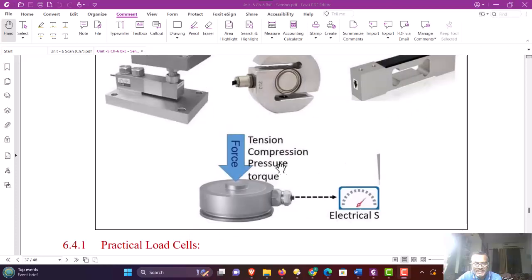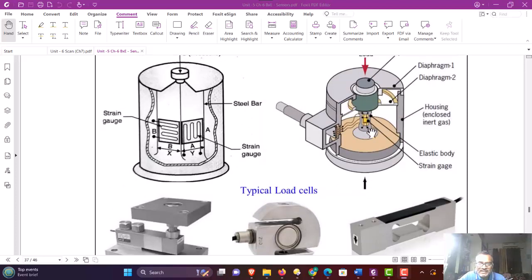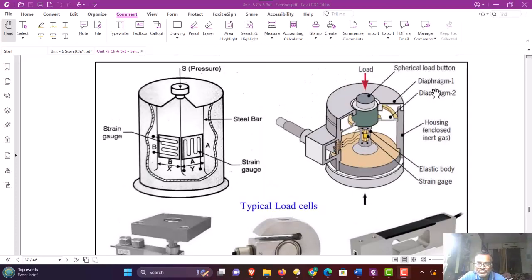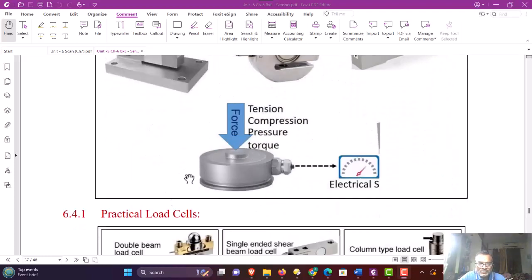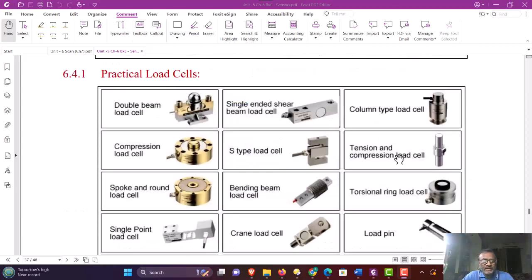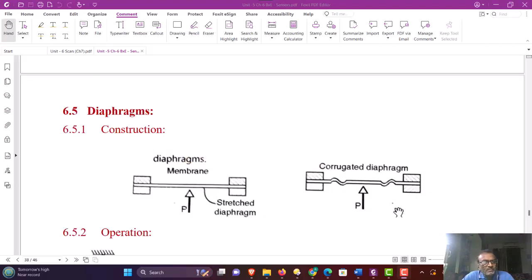Another type of load cell is shown that is totally hermetically sealed inside. This is the column. The strain gauge is shown here. The internal cross-sectional view is shown in this figure. Outside, it looks like this. So when pressure is applied, the strain gauges are actually inside this assembly. The output available from the strain gauge can be connected to the electrical system for display purposes. Various types of practical load cells are shown in this figure. That's all about the strain gauges, friends.